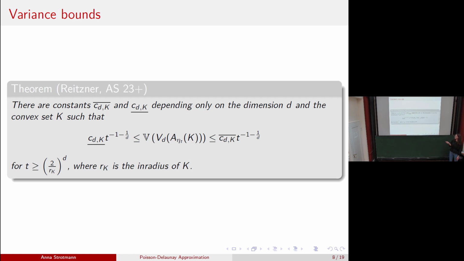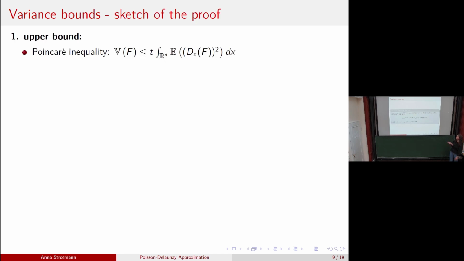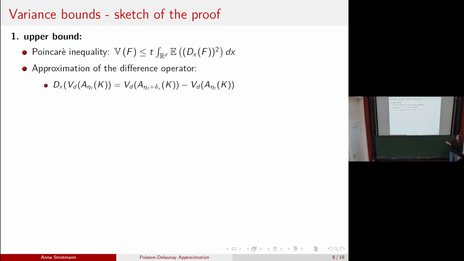And in the following, I would like to give you an overview of the main ideas of our proof for that. Okay, and therefore I will start with the proof of the upper bound. For the upper bound, we use the Poincaré inequality, which gives an upper bound for the variance of some square integrable Poisson functional. And therefore, we have to approximate the difference operator, and for that, we have to answer the question how the volume of the approximation changes when we add one additional point x to the Poisson point process.